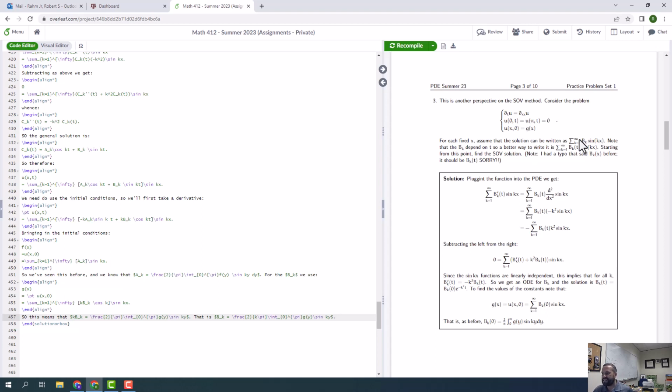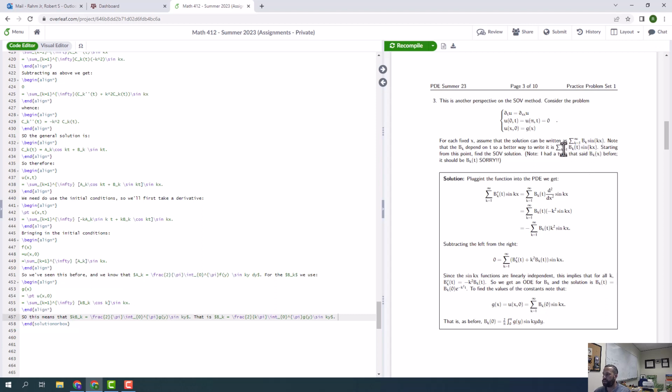The idea is, I haven't proven it, but I've told you that it's true, and we'll talk about it next week, that I can expand any function in the x variable as a sine function, sine of kx, with these coefficients. Now, if it's also a function of t, these coefficients are going to change depending on what t is. So these coefficients are actually a function of t.